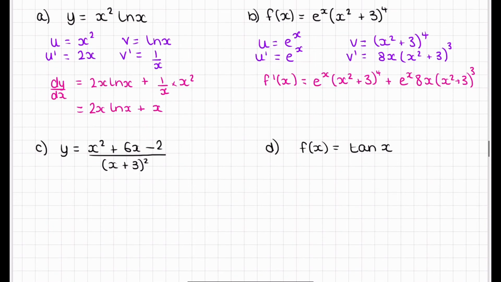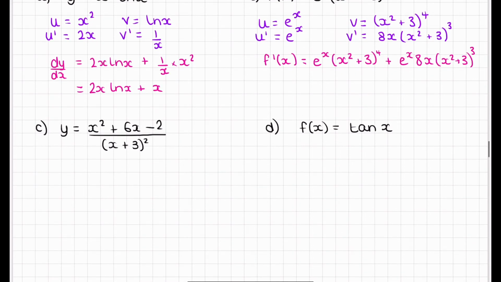Part C, y equals (x squared plus 6x minus 2), all divided by (x plus 3) squared. So this one will be a quotient rule. Our u will equal the numerator. U is always the numerator, which is x squared plus 6x minus 2. And then the v is the denominator, which will be (x plus 3) all squared. Derivative of these, so u dash would equal 2x plus 6. And v dash, once again, a chain rule, would be 2 times (x plus 3) in the brackets.